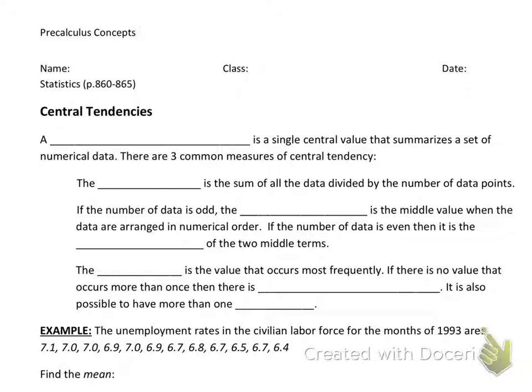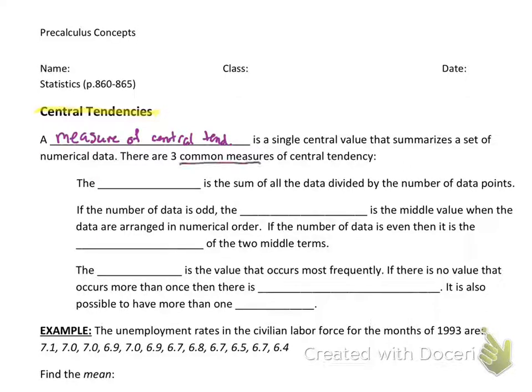The first one here, so we're going to talk about just the central tendencies today. So it's the mean, median, and mode. Hopefully you've heard of these before. So first is just that, the measure of central tendency. I can't fit it all, so I'm just going to leave it there. So it's a single central value that summarizes a set of numerical data.